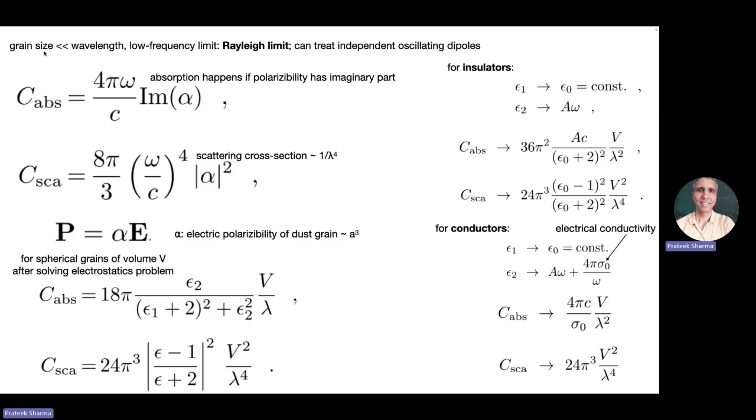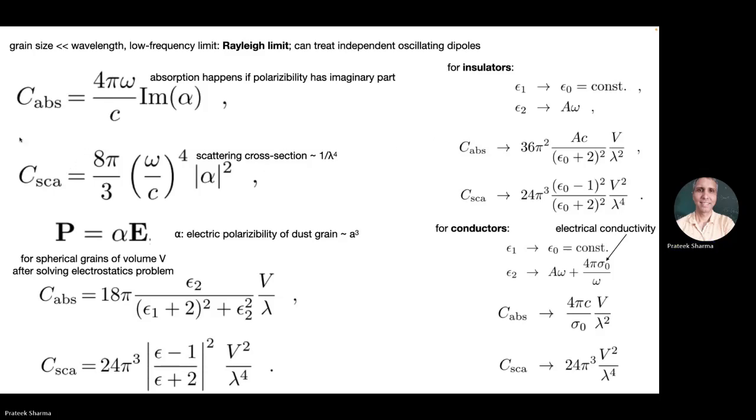This limit, when the grain size, the particle size, is much less than the wavelength, right? Rayleigh scattering, the reason why the sky is blue is also Rayleigh scattering. The molecules in the atmosphere are of order few angstrom. The wavelength that we're seeing is 0.5 micron. So a of the molecules which are scattering the sunlight is much less than lambda. So in that limit, you can actually treat these dust particles as independent oscillating dipoles. Okay, and this is the well-known Rayleigh limit.